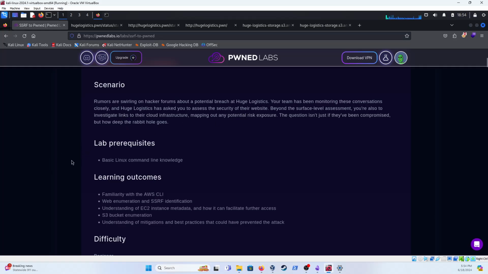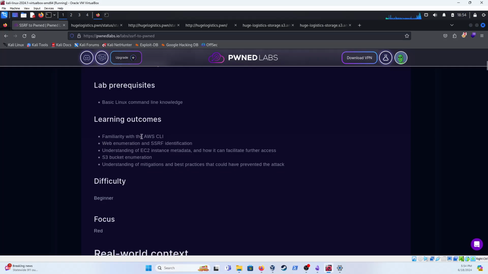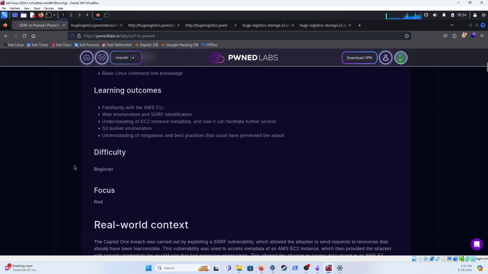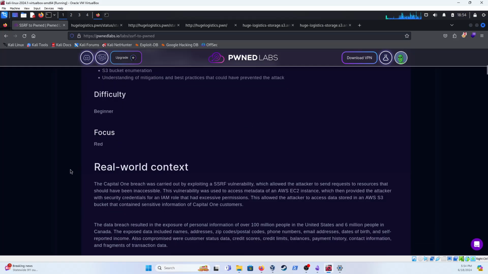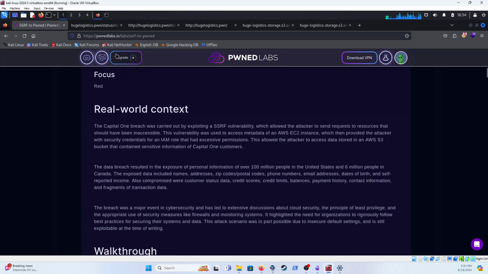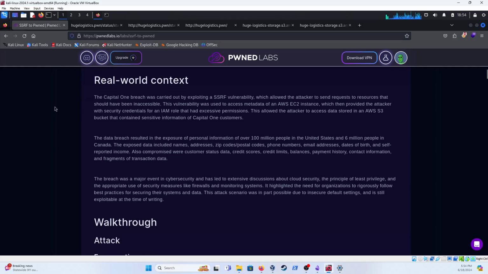Okay, interesting. We do see some learning outcomes about the AWS CLI, web enumeration and SSRF, EC2 instance metadata, S3 bucket enumeration, and then of course mitigations, which is really good to know. Not just be able to do the attack, but how the attack came about and ways to mitigate it. So the real world context here, which is really cool, and most of the PwnedLabs labs have a real world context. So you're not just doing a contrived CTF, you are actually exploiting things that might have been seen in the wild, so to speak.